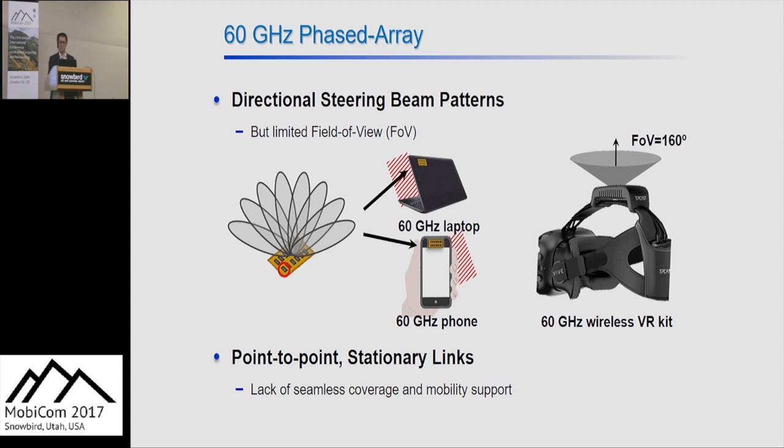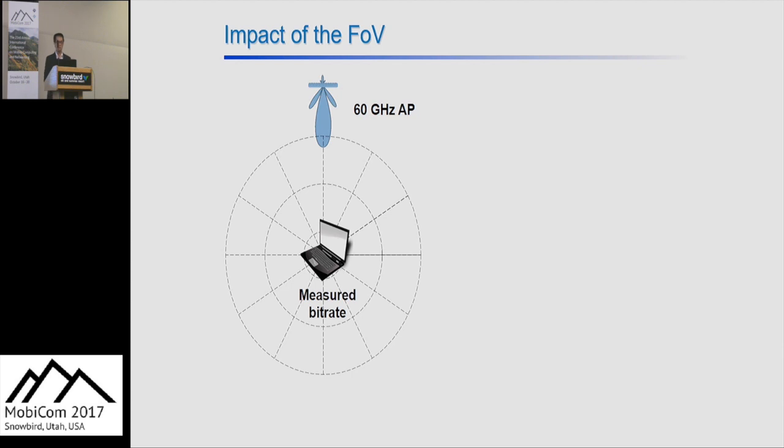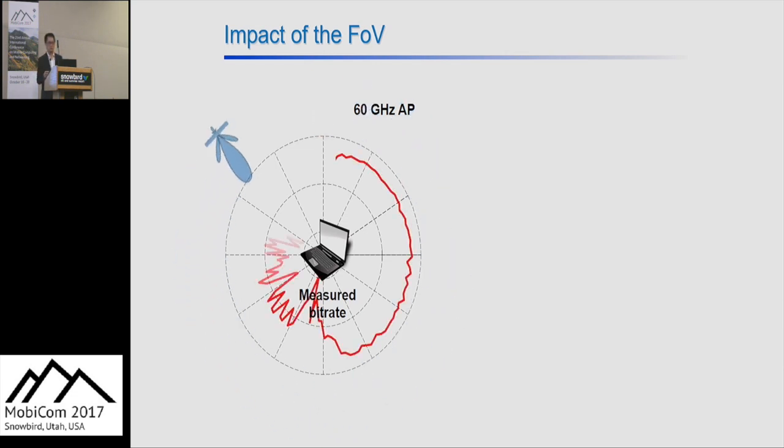To understand the impact of the limited FOV, we conducted a measurement study using two commercial 60 GHz laptops. Both of them are running the 802.11ad standard. One of them is configured as the access point, and the other is the client. We rotate the access point around the client and measure the bit rate at different directions.